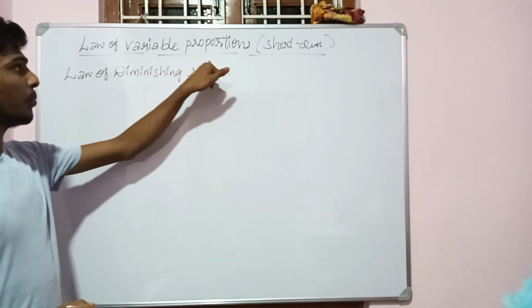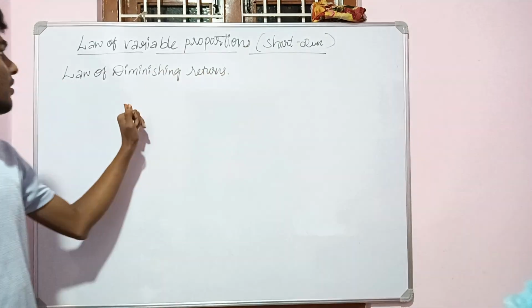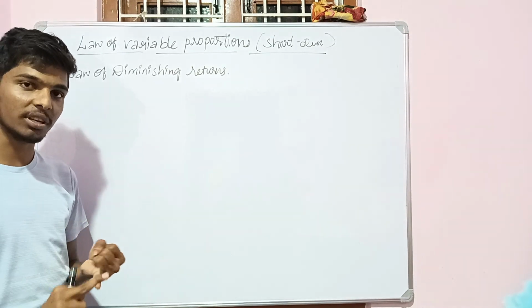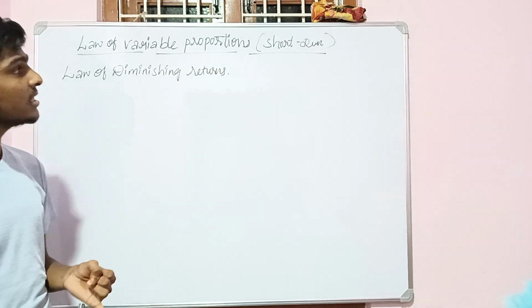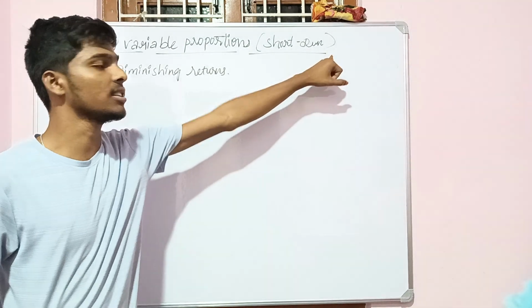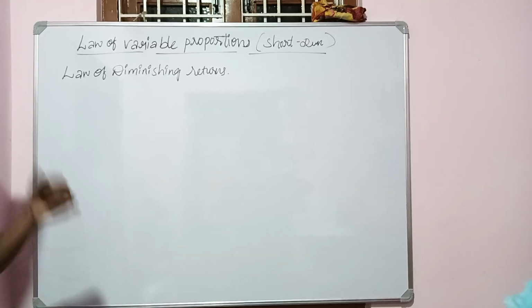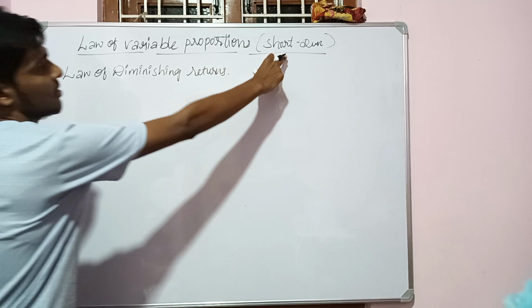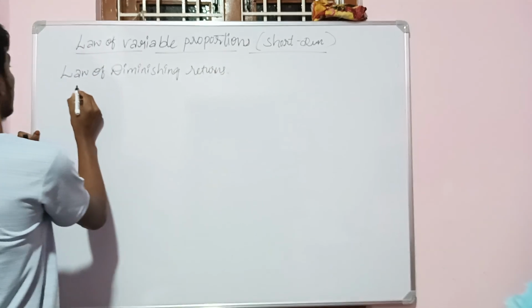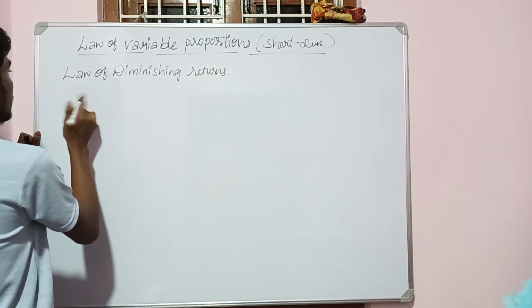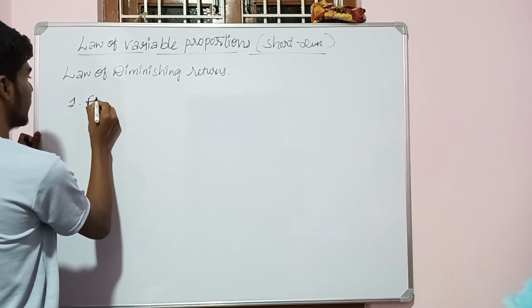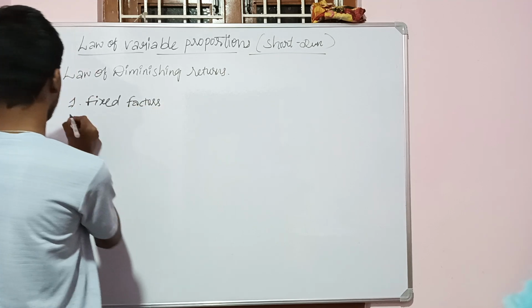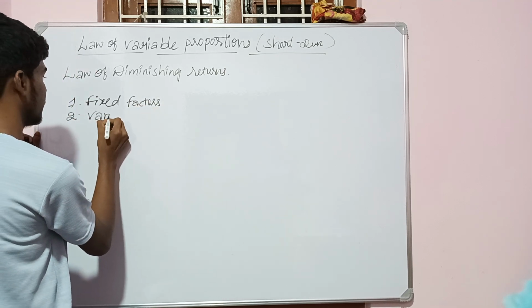So, law of variable proportions under short-run. This law explains how the output in a production process changes with a change in one variable factor under short run. One variable factor is explained by the law of variable proportions. Under short-run scale of production, there are two factors. One is the fixed factors. Second one is the variable factors.